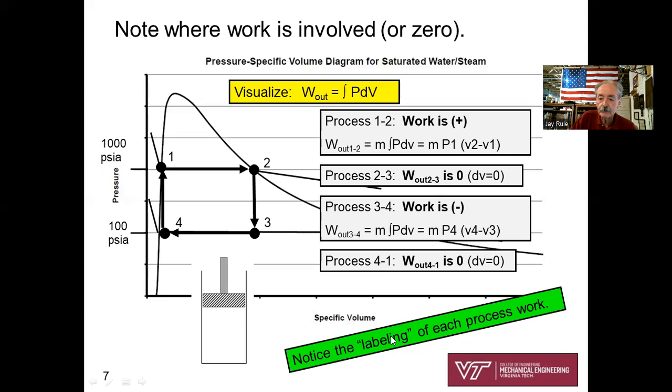Notice that each of you has got to figure out a way to label your variables, because this is a complex problem. You have 4 processes, so you can't just write down W. Can't do it, right? So here's what I did. I always write W sub out. But then I've got W out 1 to 2, W out 2 to 3, W out 3 to 4, W out 4 to 1, the little subscript.